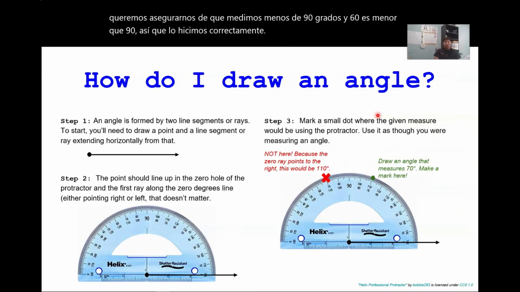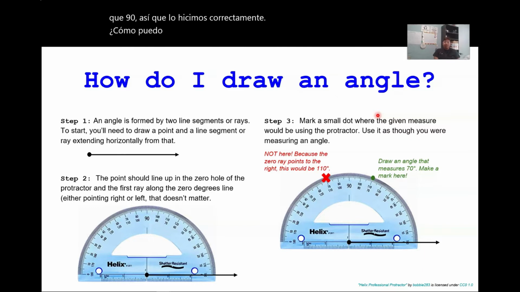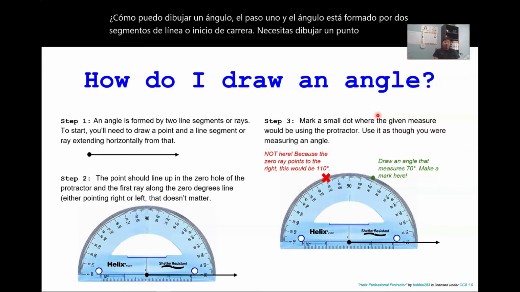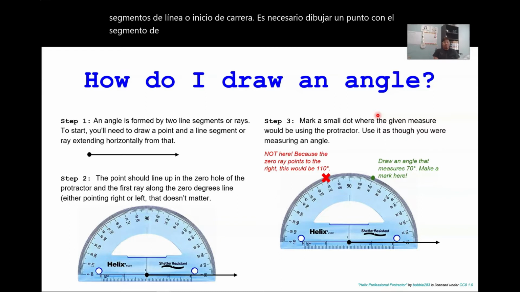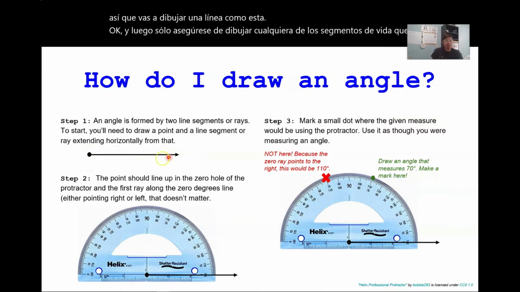How do I draw an angle? Step 1, an angle is formed by 2 line segments or rays. To start, you need to draw a point with a line segment or a ray extended horizontally from that. Okay, so you're gonna draw a line like this. Okay, and then just make sure you draw either a line segment with 2 points or a ray which is 1 point and then an arrow.